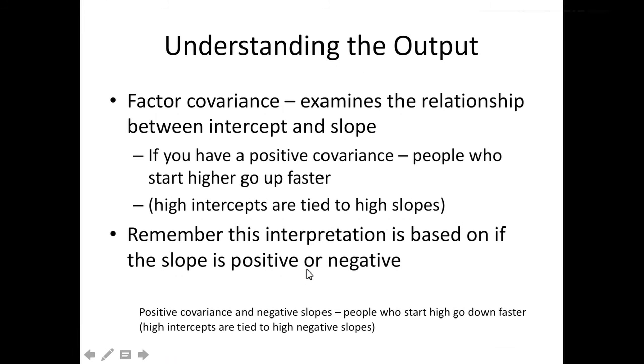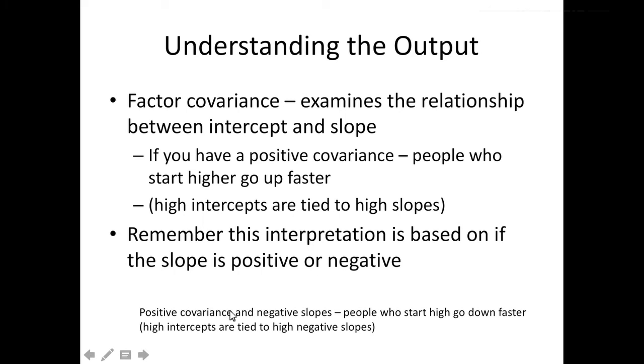So if you have a positive covariance, remember that positive correlations indicate that high scores go with high scores and low scores go with low scores. So people who have high scores have higher intercepts. Higher slopes. So if I start high, I have a steeper slope. So high slopes mean that they're steeper, if the slopes are positive. So high intercepts are tied to high positive slopes, so people who start high go up faster.